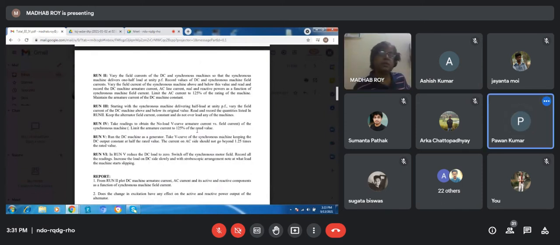Yes, sir. Will we get a negative wattmeter reading only in the no load condition, or can we get a negative reading in a light load condition also?